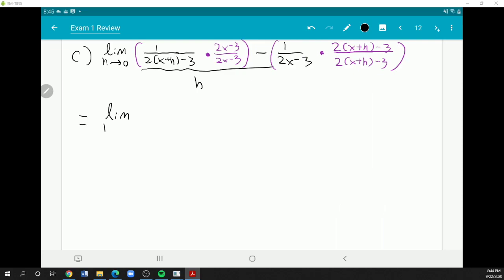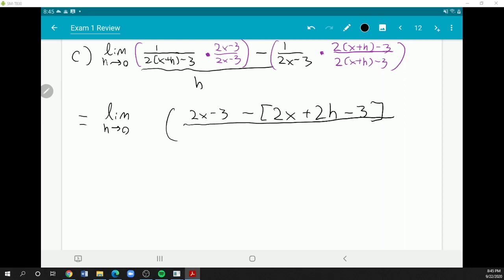So this is limit h goes to 0. I'm going to have 2x minus 3 minus, and then in parentheses, 2x distributing the 2 plus 2h minus 3, over, and then I don't try to simplify this denominator at all. I see some students try to do that and it doesn't work out particularly well for them. But I am going to distribute that too, because it'll make plugging h in a little bit easier for me.